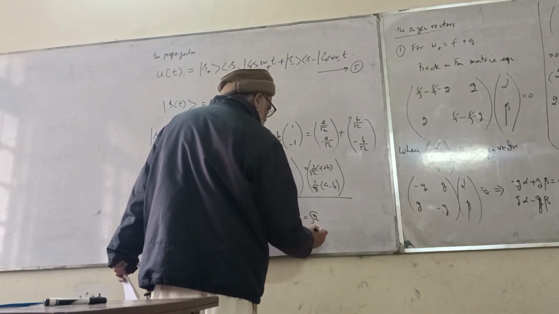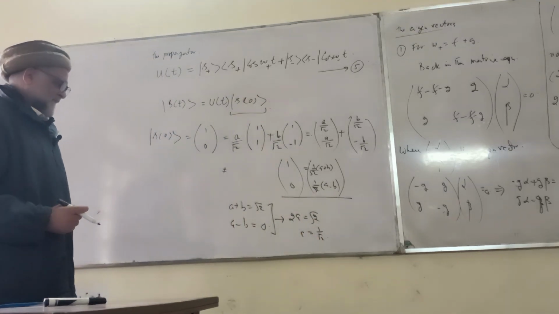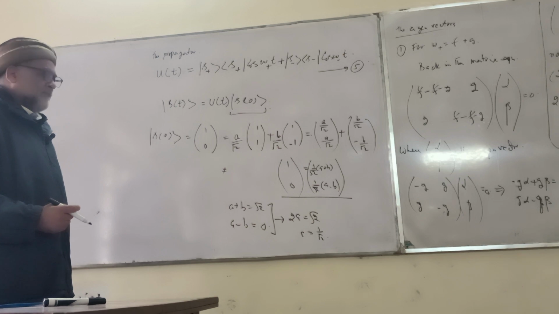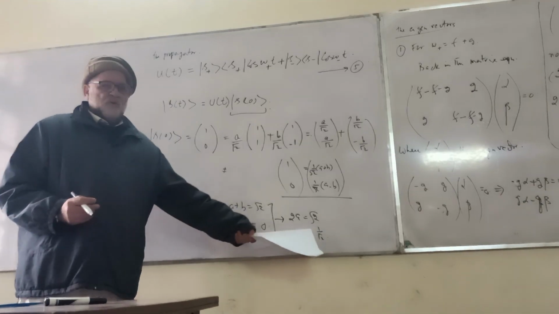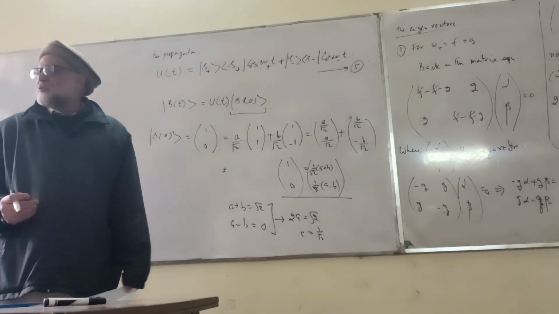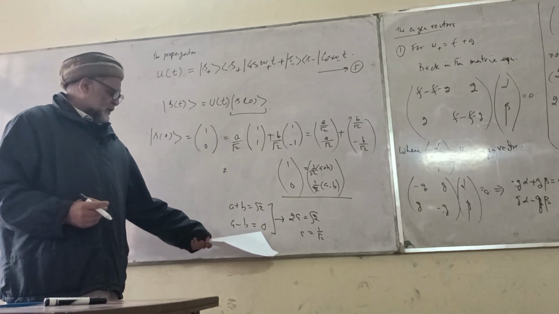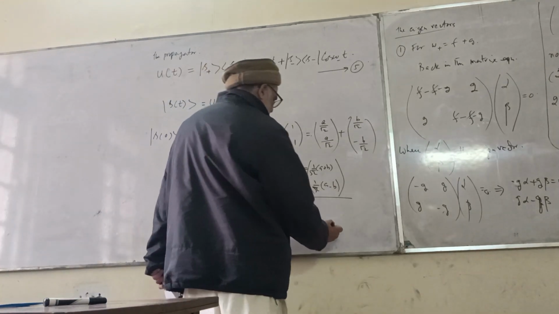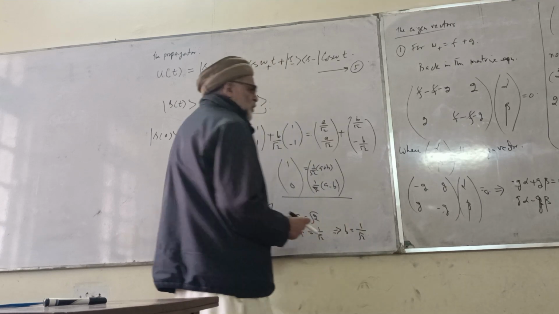A equal to 1 over 2 square root. A is equal to 1 over 2 square root. Right? Look, from this equation, if A is equal to 1 over 2 square root, B is also equal to 1 over 2 square root. A is equal to B. So this implies that B is also equal to 1 over 2 square root.